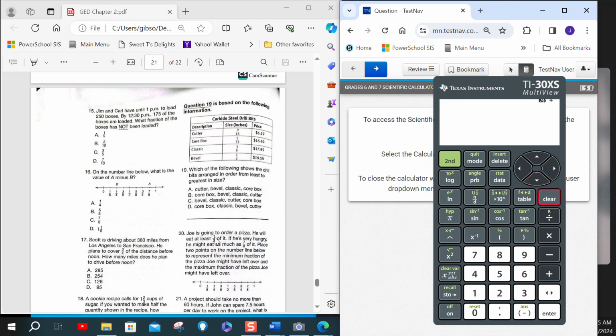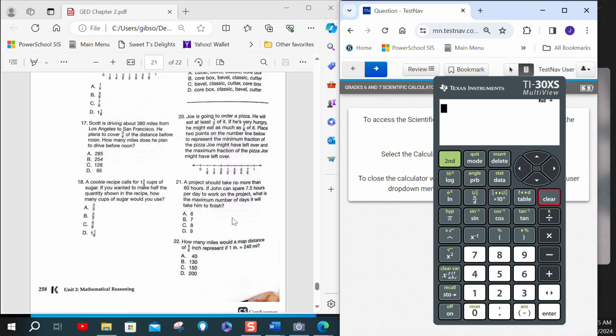Okay, now we go to problem 20. It says Joe is going to order a pizza. He will eat at least half of it. If he's very hungry, he might eat as much as 7/8 of it. Place 2 points on the number line below to represent the minimum fraction of the pizza Joe might have left over and the maximum fraction of the pizza Joe might have left over. So basically what they're saying is this here. If Joe ate half of the pizza, how much would he have left? If he ate half, he would have half left. So you will put a point right here on the half.